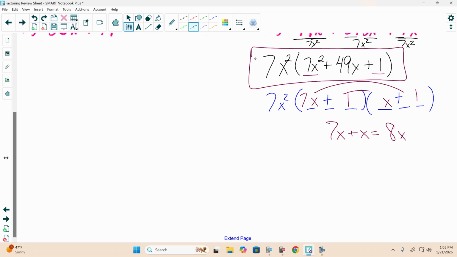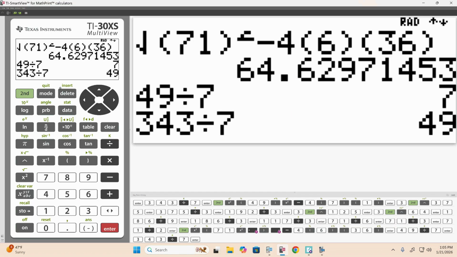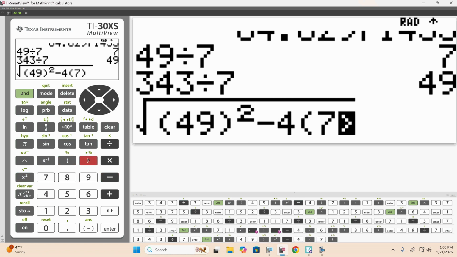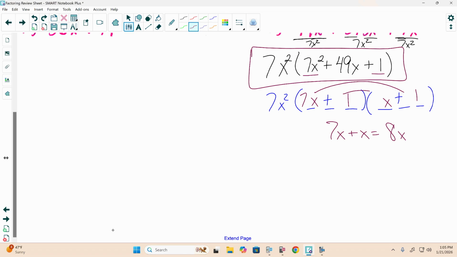I can verify that by at least getting a look at the solutions, because we'd say b squared, our b term is 49, squared minus 4 times 7 times 1, irrational number. So that's actually as far as it goes. This would not be it. It would not necessarily look exactly like this, but it would be one that would fall under just greatest common factor.